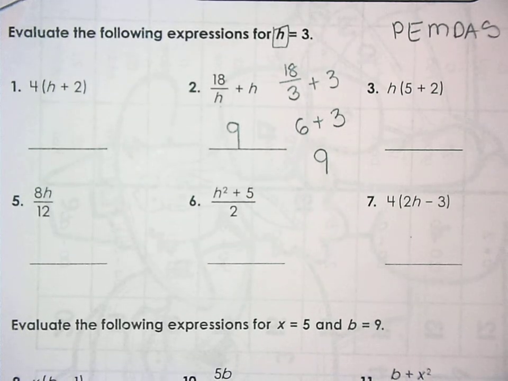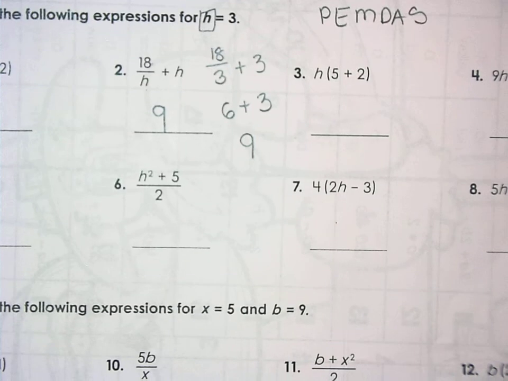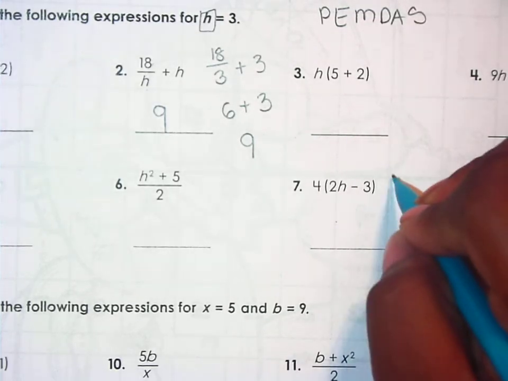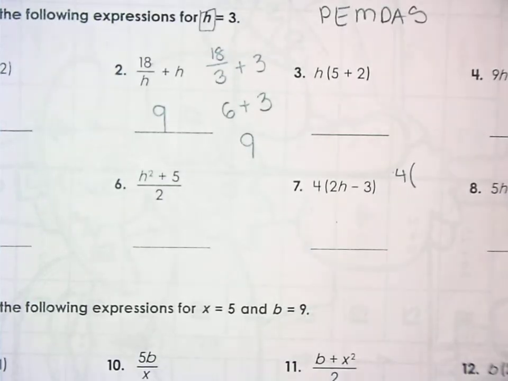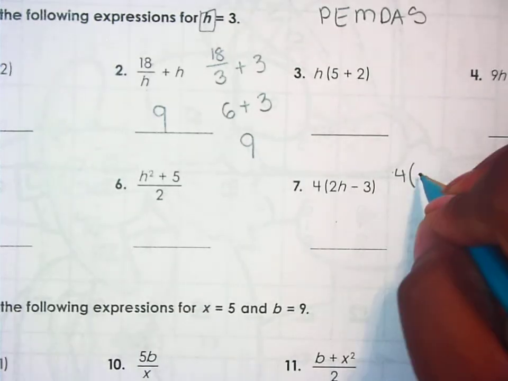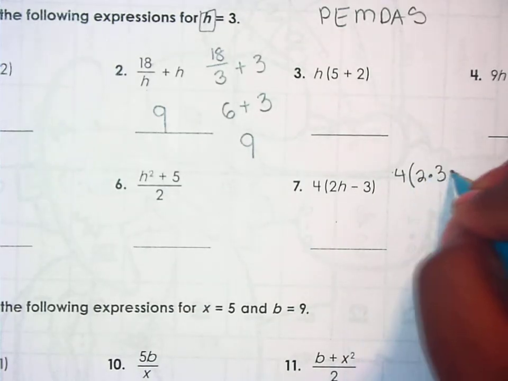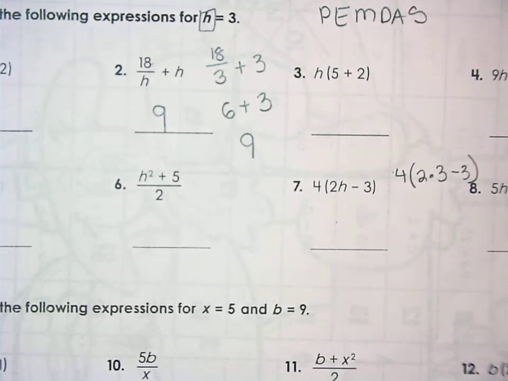Let's look at 7. I'm going to have to slide over just a little bit. Once again, rewrite your equation, filling in your numeric value. So I have 4 parentheses 2h, which means I have 4 times (2 times 3 minus 3). Now we are going to continue this equation, rewriting it as we work it out. PEMDAS tells me to do parentheses first. Not only am I going to work on what's in my parentheses first, I'm going to follow PEMDAS while I'm inside of my parentheses, guys.